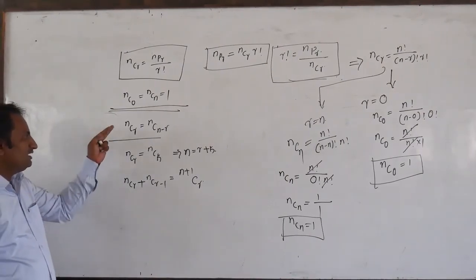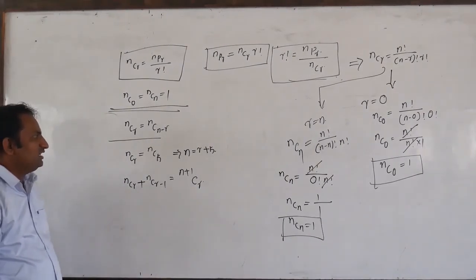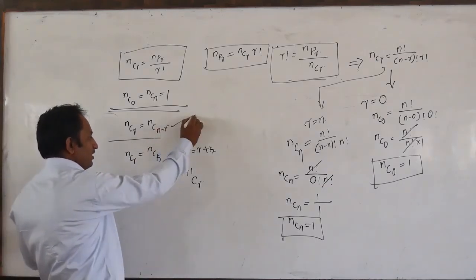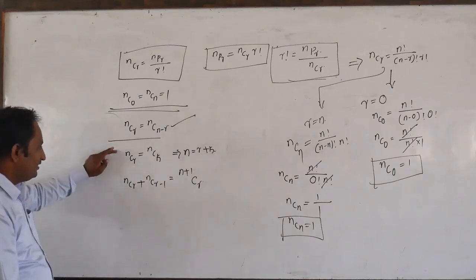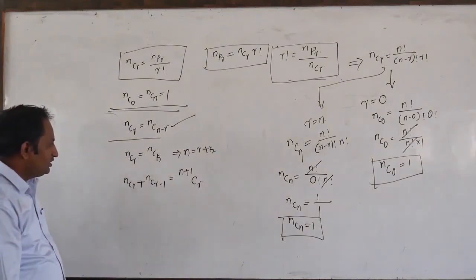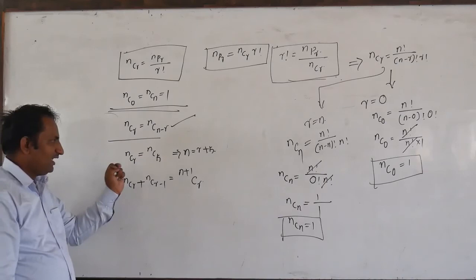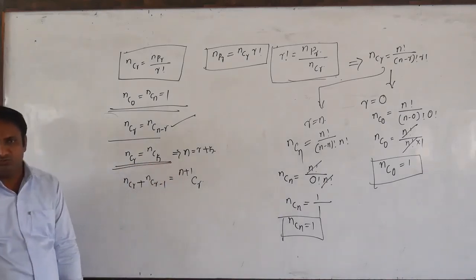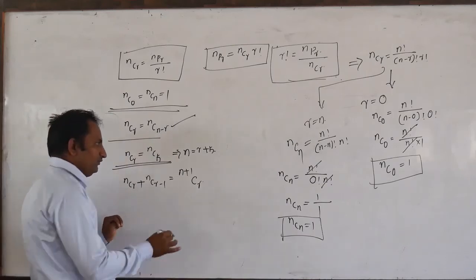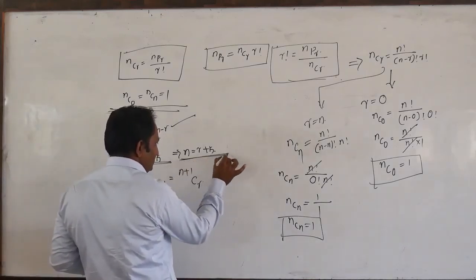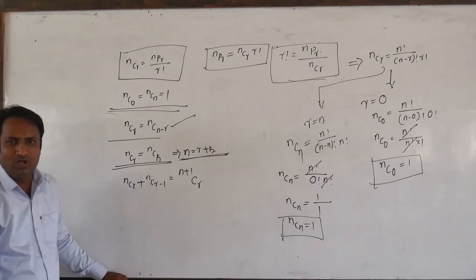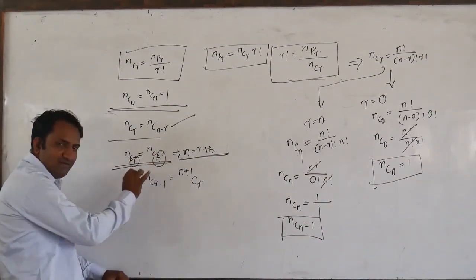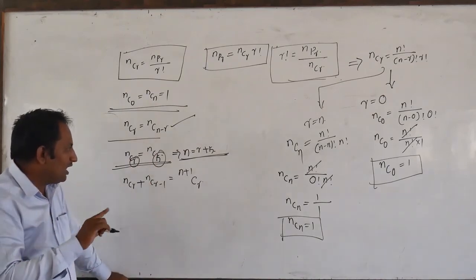Similarly, nCr is equal to nC(n minus r). Here, this is a very important formula. Similarly, nCr is equal to nCk. Here, these two terms are equal. Definitely, n is equal to r plus k. Here, consider the r value as well as the k value. n is equal to r plus k.